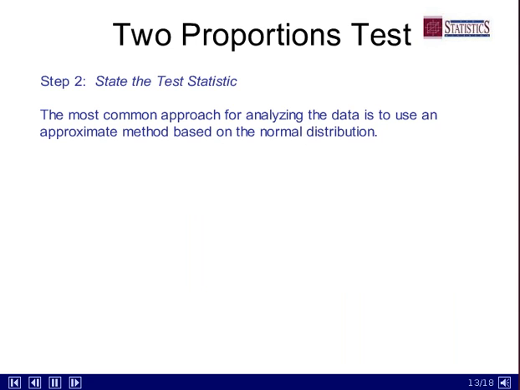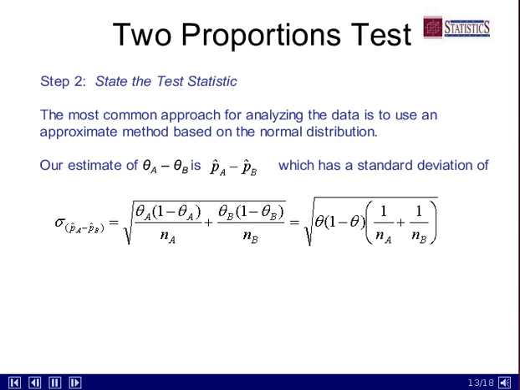Again, the most common approach will assume that the data is using a large enough sample to use a normal approximation. Our estimate of the parameter theta A minus theta B is going to be the difference between the two sample proportions. This is analogous to the two-sample t-test, where the parameter of interest is mu A minus mu B, and we use y bar A minus y bar B as the estimator.